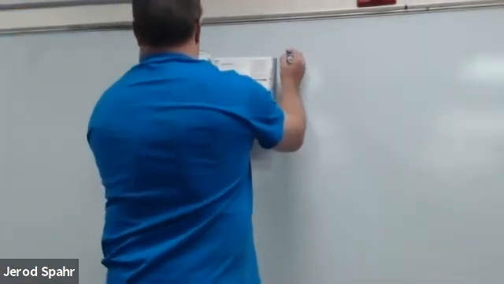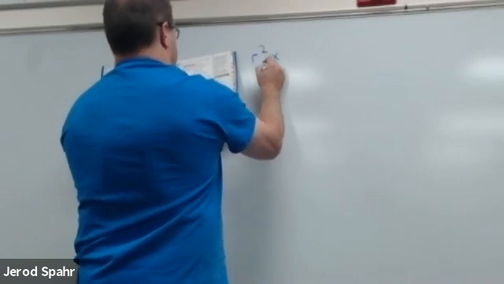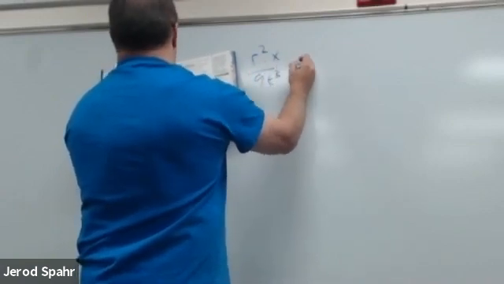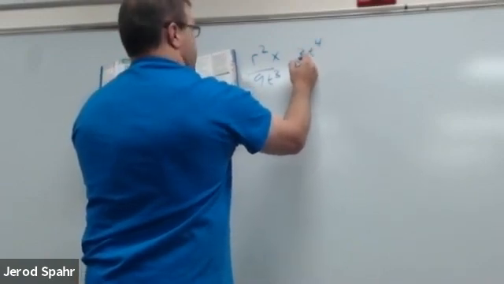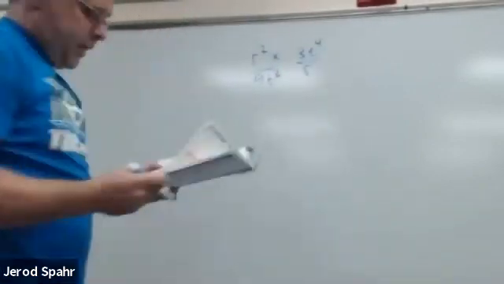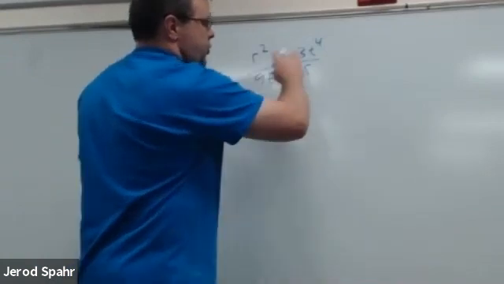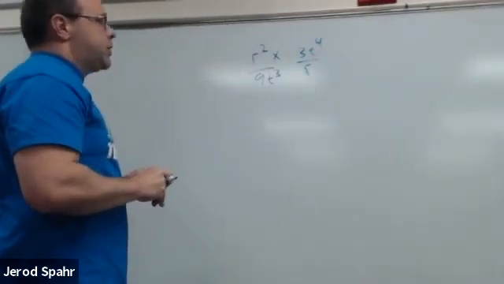So erase the previous stuff. All right, so I have r squared x over 9t cubed times 3t to the fourth divided by r. Okay, so we're looking at multiplying. Since everything's multiplication, it's just straight across. So you don't do a cross multiply or anything like that. We're just looking straight across.